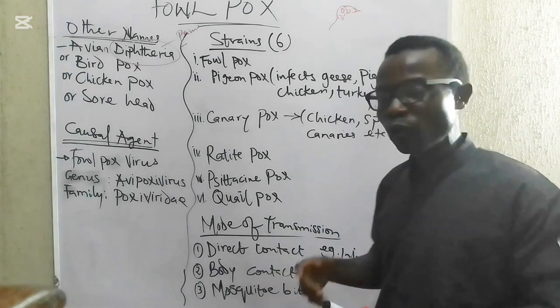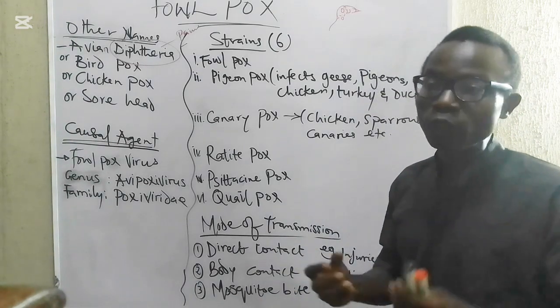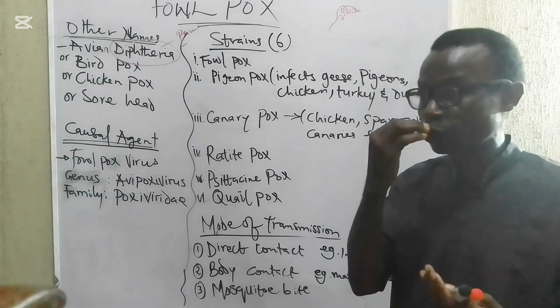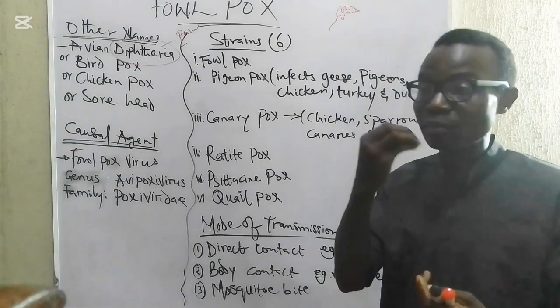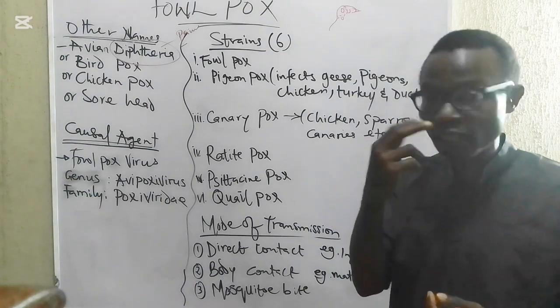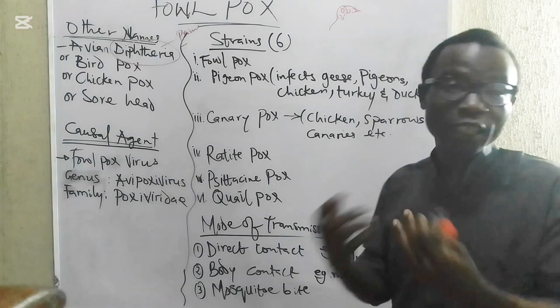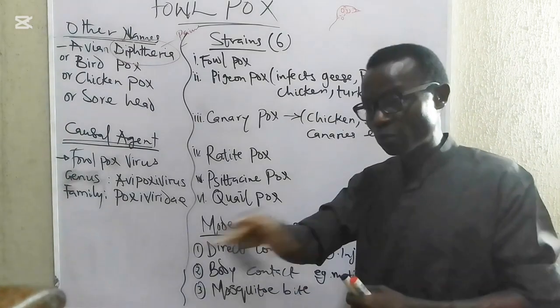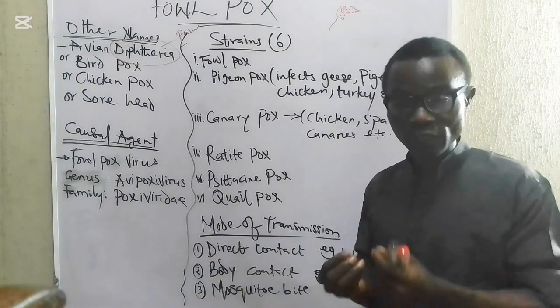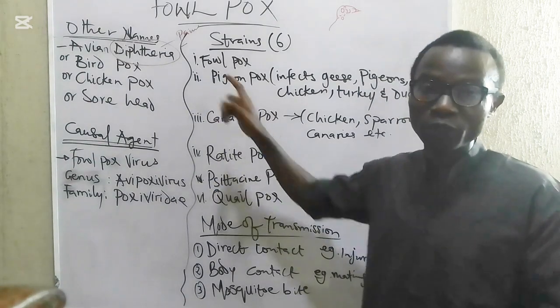Another one is also contact, but this time body contact during mating or other body fluid, like body fluid from the mouth, that is the beak, the mouth parts, or the eyes or the nasal cavity. Any body fluid from there touching a susceptible bird amongst them in the flock, the one that is susceptible catches it and comes down with the virus.